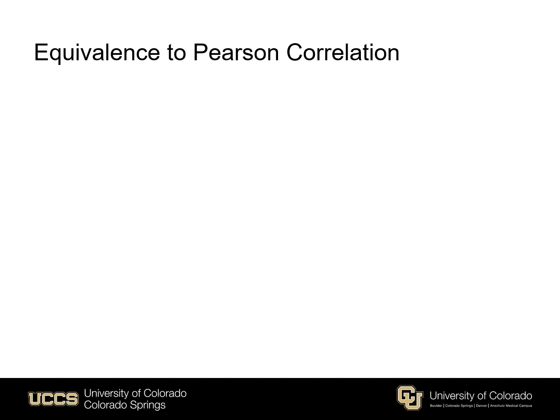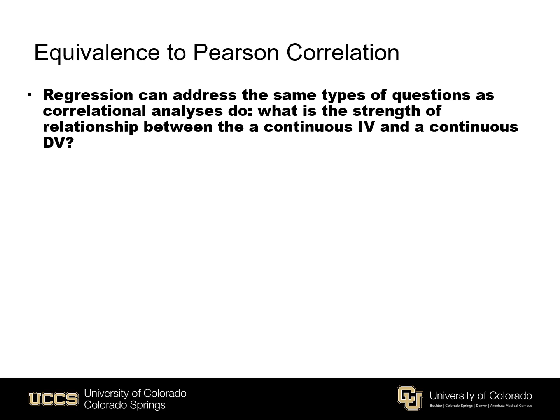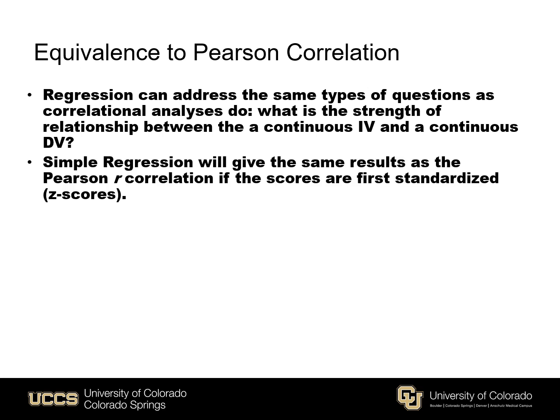So let's start by talking about the equivalence of regression to the Pearson R correlation. Regressions can address some of the same types of questions as correlational analysis do. In particular, what's the strength of a relationship between a continuous independent variable and a continuous dependent variable? As it turns out, simple regression will give you the same results as the Pearson R correlation, provided that the raw scores are first standardized as z-scores before regressed on one another.